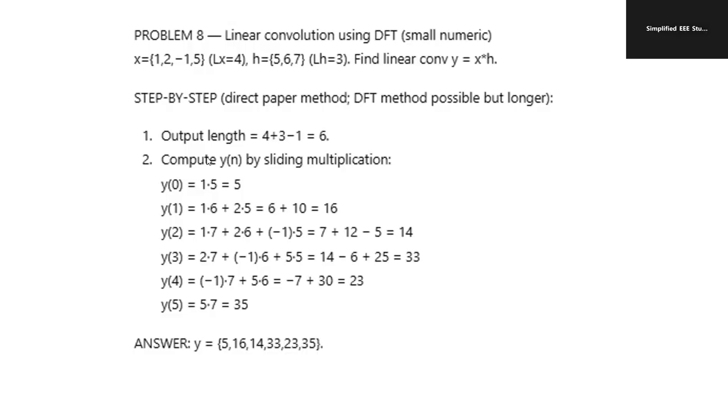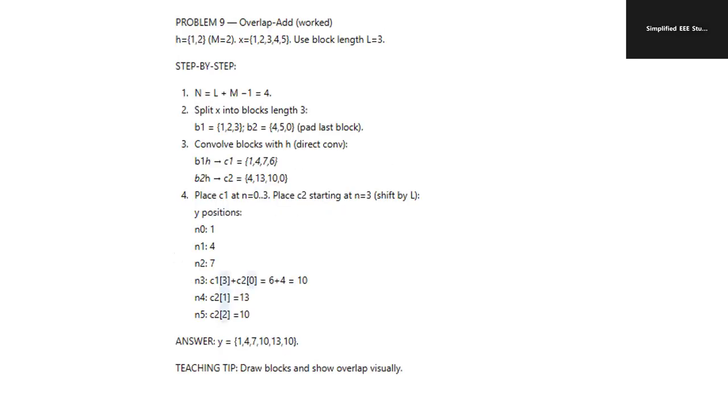So these kind of problems are the most probable type of problems which you can expect in your forthcoming examination. Coming to question number 9, that is the overlap add method. Parameters are given, length is also provided. Then follow the procedure. So N is equal to L plus M minus 1, that is equal to 4.